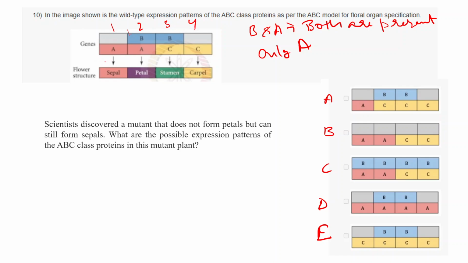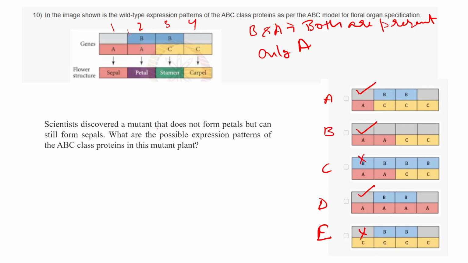Whorl 1 is basically responsible for forming the sepals. Here, only A is present, sepals can form. Only A is present, sepals can form. A and B are present, sepals cannot form. Only A is present, sepals can form. C is present, A is not present, sepals cannot form. So, these two options are already cut. Now let us look at this option.